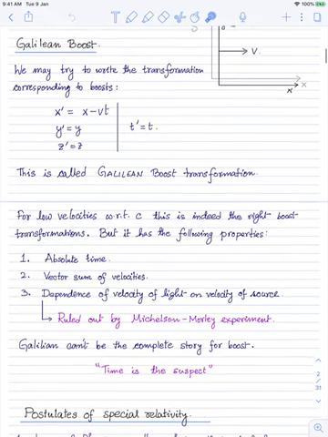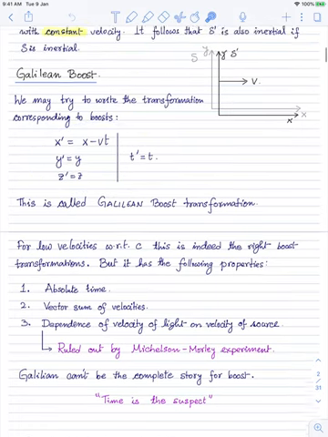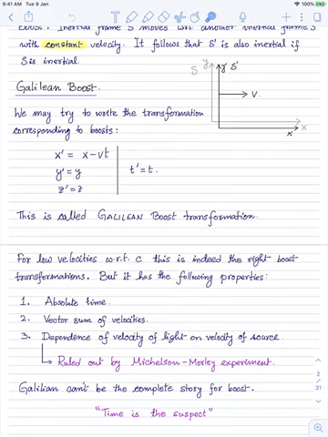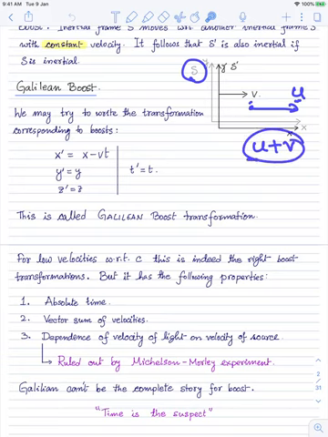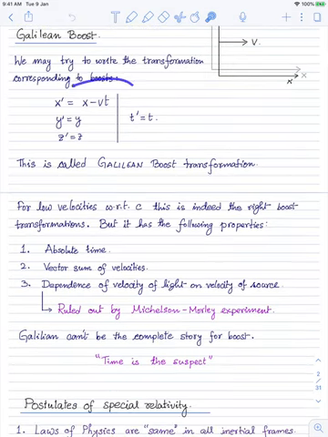The second thing is, if this is true, then you would just add velocities. So let's say in the S prime frame, there's some particle moving with velocity u. Then from the point of view of the S frame, this particle will move with velocity u plus v. So there's just addition of velocities as far as Galilean boosts are concerned. This is another feature of these Galilean boosts.